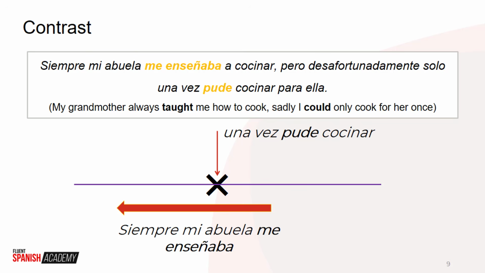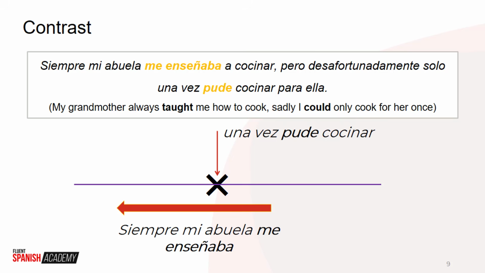But sadly, I could only cook for her once. And this is the one specific action. Okay? I just cooked for her only once. Siempre mi abuela me enseñaba a cocinar, pero desafortunadamente solo pude cocinar para ella una vez. Can you see how these two verbs are functioning differently there?